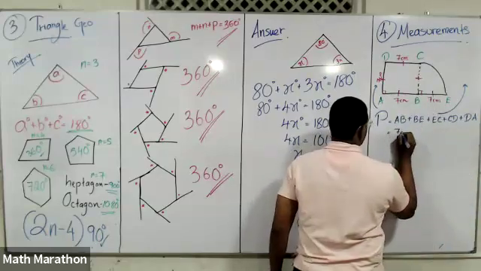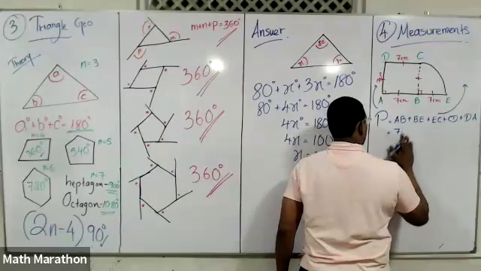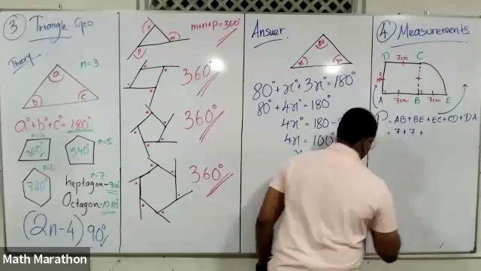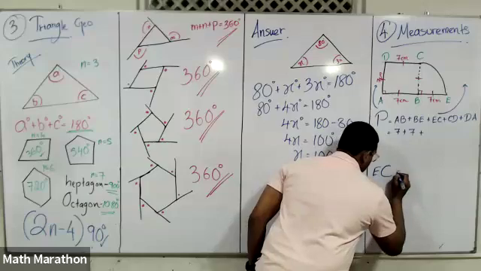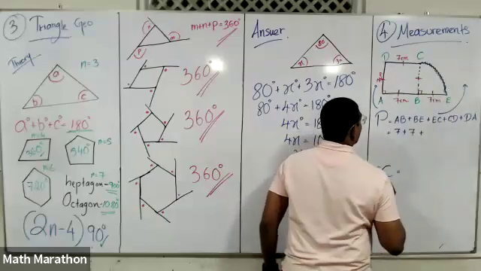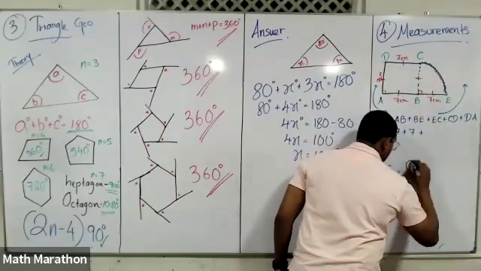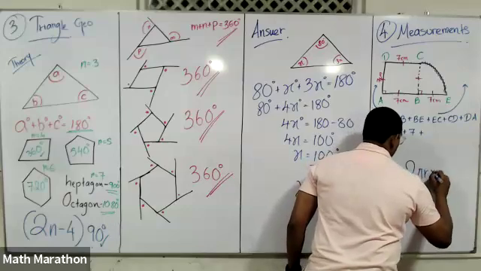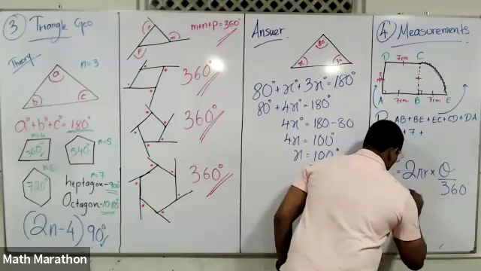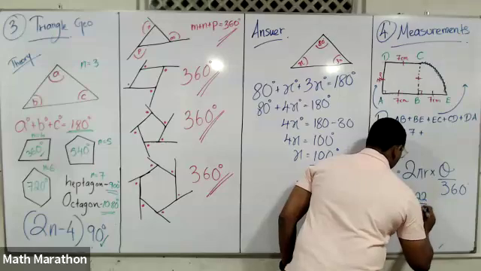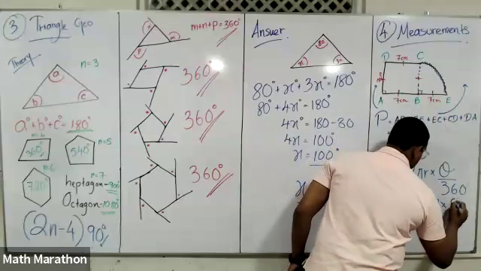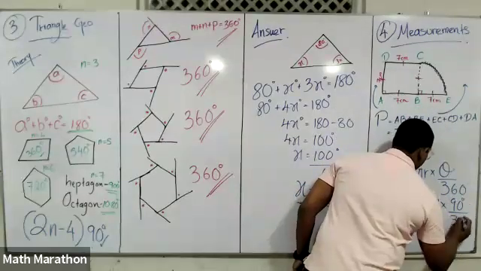AB is 7 centimeters. I'll put 7 only. BE is 7 plus EC. EC is what? EC is this arc. How do you find the length of an arc? 2 pi r into theta over 360. 2 into 22 divided by 7 into angle, which is 90 degrees. Total is 360 degrees.